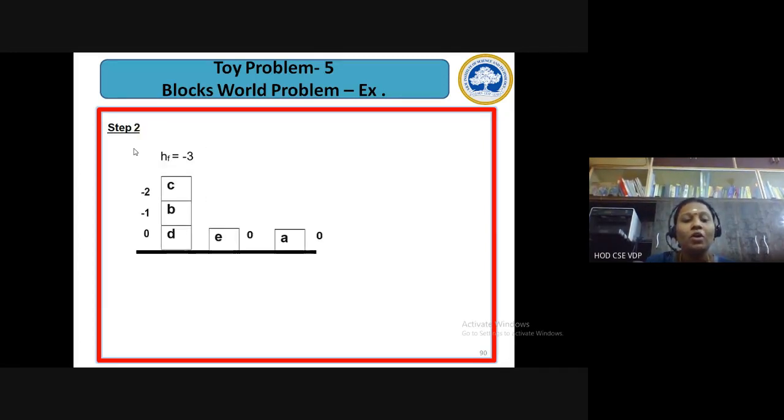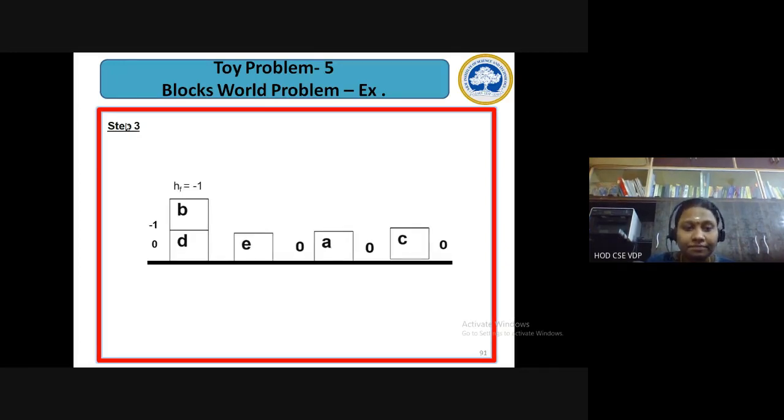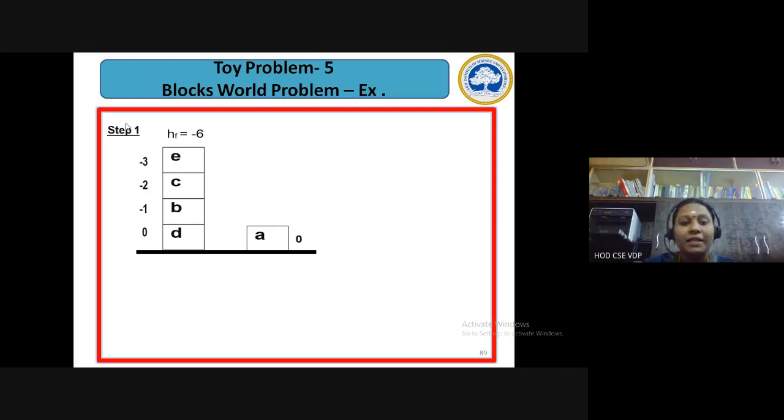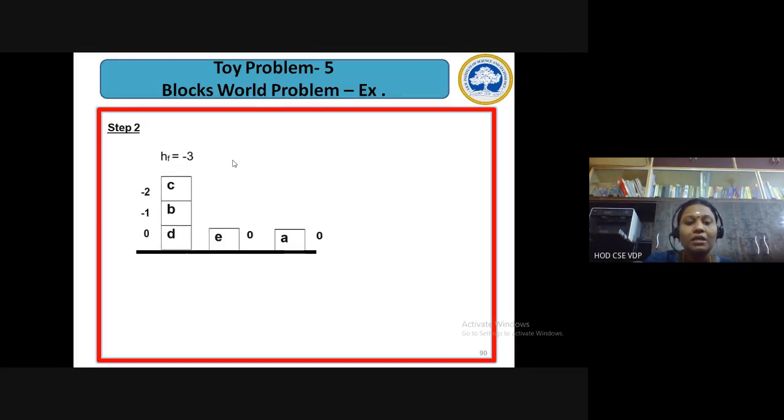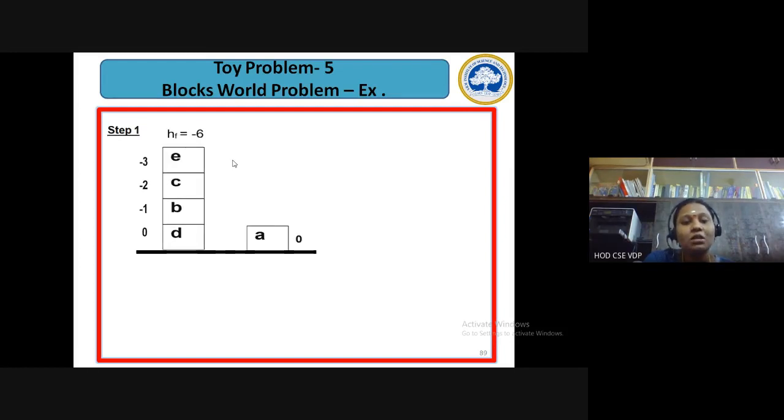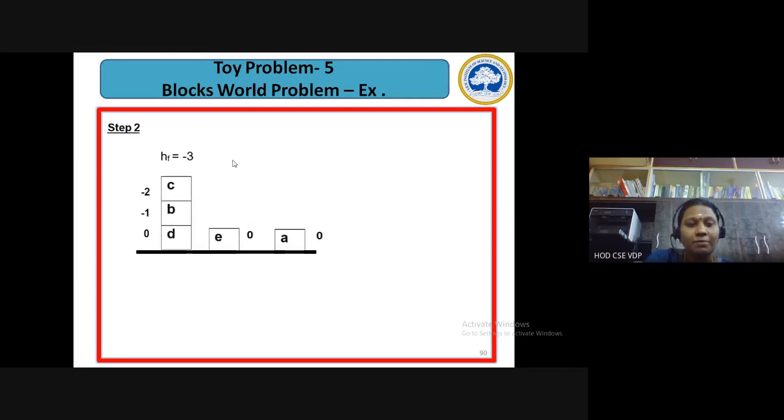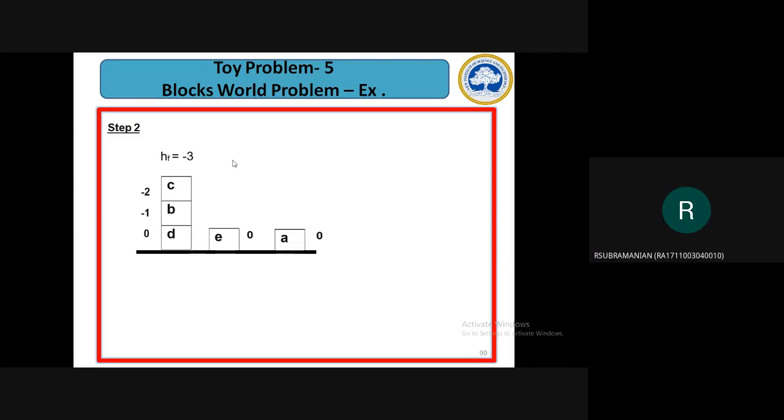Then moving on to the second step, I've just picked E, and again E is also placed on the floor. So here E is placed on the floor. Again, you have to write all the STRIPS combinations. The functions have to be written. Whatever has been mentioned becomes the post conditions, and those post conditions for step 1 will become the preconditions for step 2.